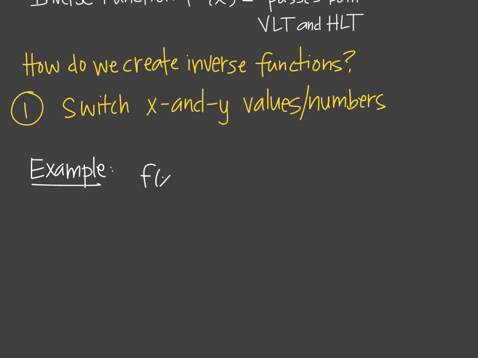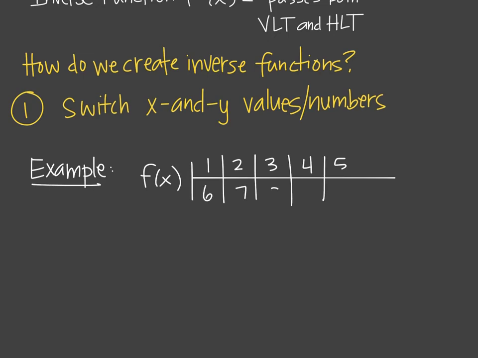So suppose you have an f of x and it's given to you as a table. And the table looks like this. 1, 2, 3, 4, 5 across the top. 6, 7, 8, 9, 10 across the bottom. We usually assume that x's are on the top and y's are on the bottom, unless we're told differently. So it's so easy to create an inverse.